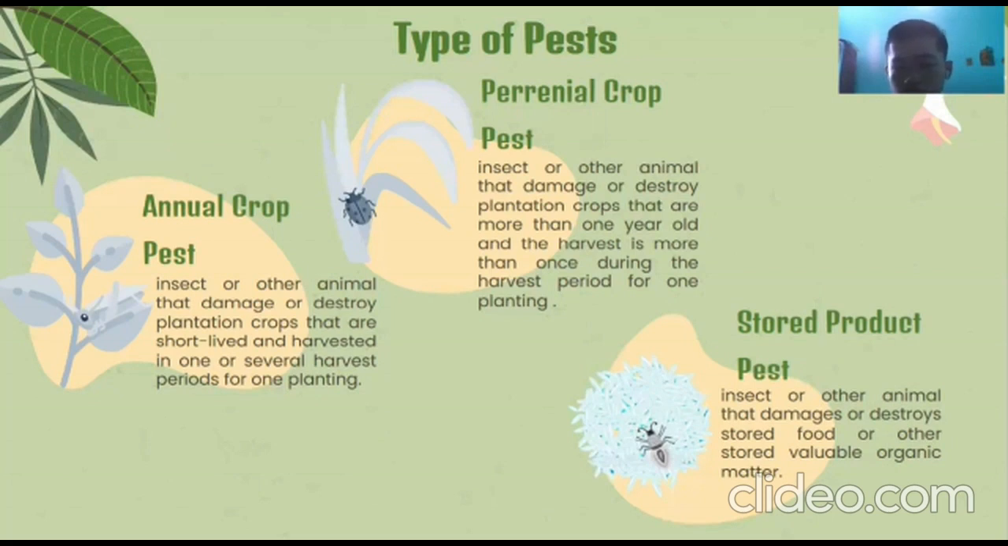Third, stored product pest: insects or other animals that damage or destroy stored food or other stored valuable organic matter.